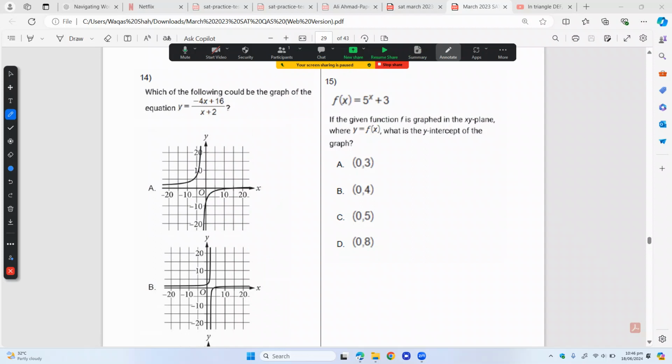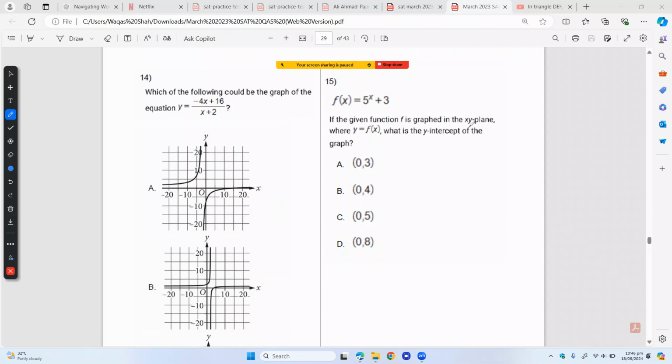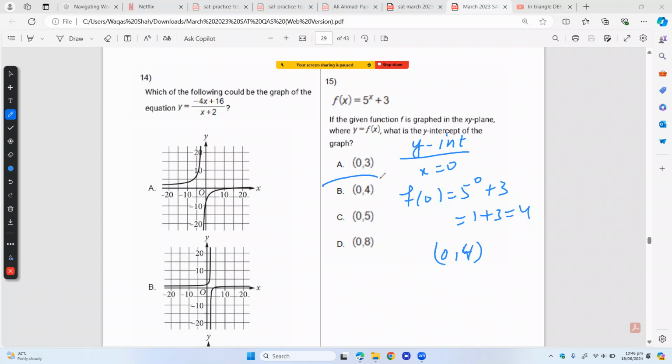Okay, question 15 is quite easy. We have to find the y-intercept of the graph. For the y-intercept, we have to put x is equal to 0. So put x is equal to 0 in this function. It will be f of 0 is equal to 5 power 0 plus 3. So that will be 1 plus 3, so it's 4. So the coordinate of the y-intercept will be 0, 4. Okay, so this is our answer. I hope you understand this.